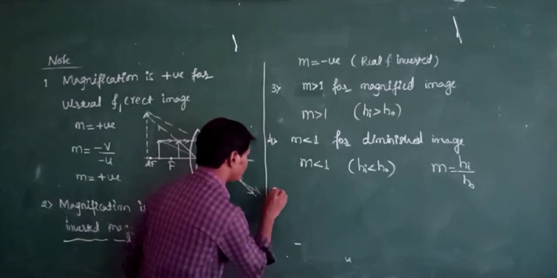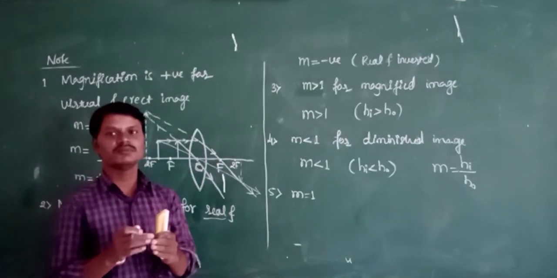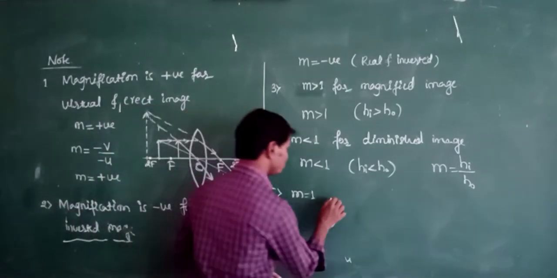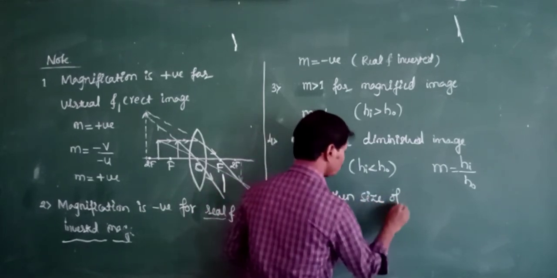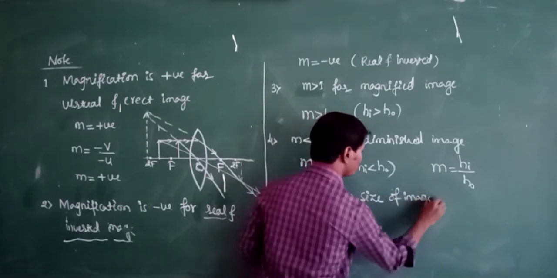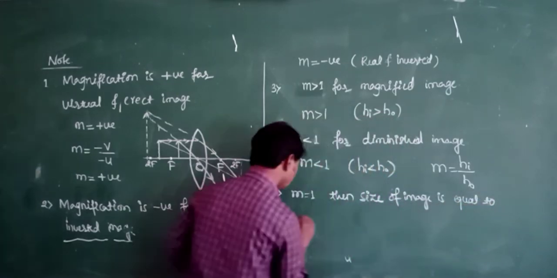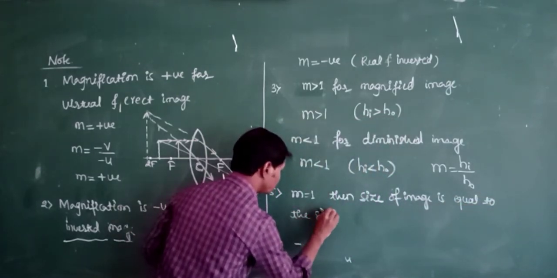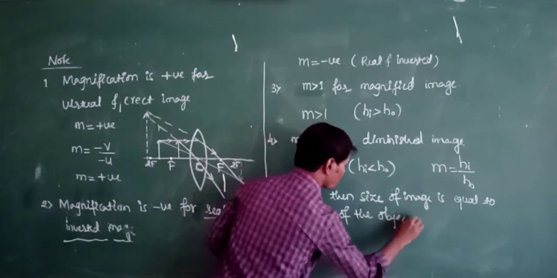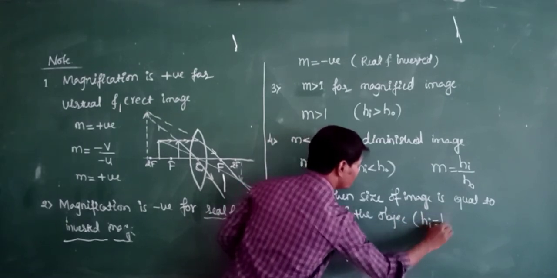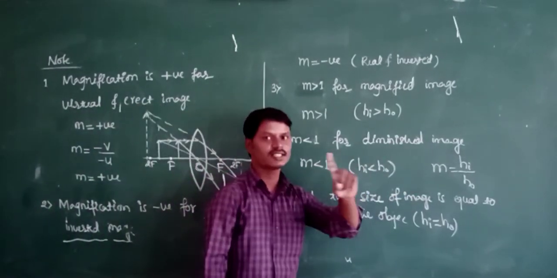Then next, number 5. If m is equal to 1, then the size of the image is equal to the size of the object. Size of the image means height of the image. That means the height of the image is equal to the height of the object. If numerator and denominator are both equal, then we will get the answer equal to 1.